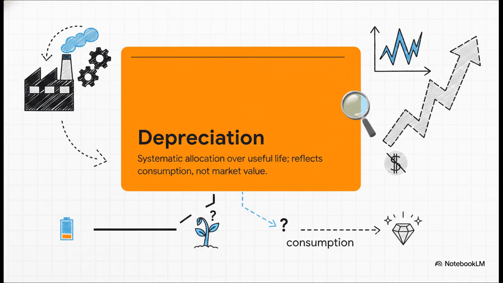I want to strongly contrast the systematic cost allocation against market valuation, because a lot of people outside of accounting think depreciation tracks how much a building or a machine could sell for on the open market today. It absolutely does not. Depreciation is just the planned, mathematical consumption of an asset's economic engine over time.